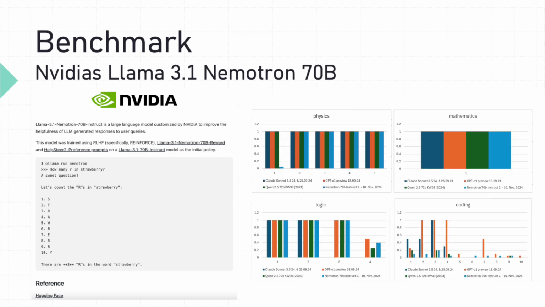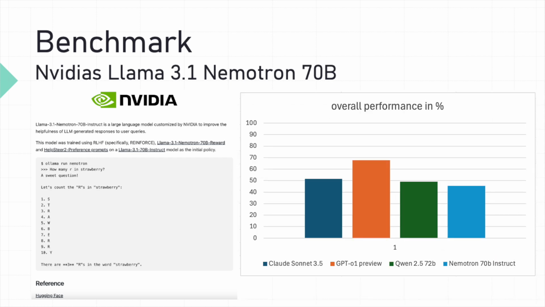To wrap up, Nemotron 70B showed strong performances in logic, physics, and math. So overall, it's really a powerful model. However, its coding abilities were a bit disappointing. Despite its structured approach, it couldn't deliver functional solutions at all, where other models succeeded after one shot. Here's the overall performance. GPT-01 preview leads with just over 66%, followed by Claude Sonnet at a little above 50%. Qwen comes in just under 50%, and Nemotron finishes at around 45%. That's their total score across our benchmark.